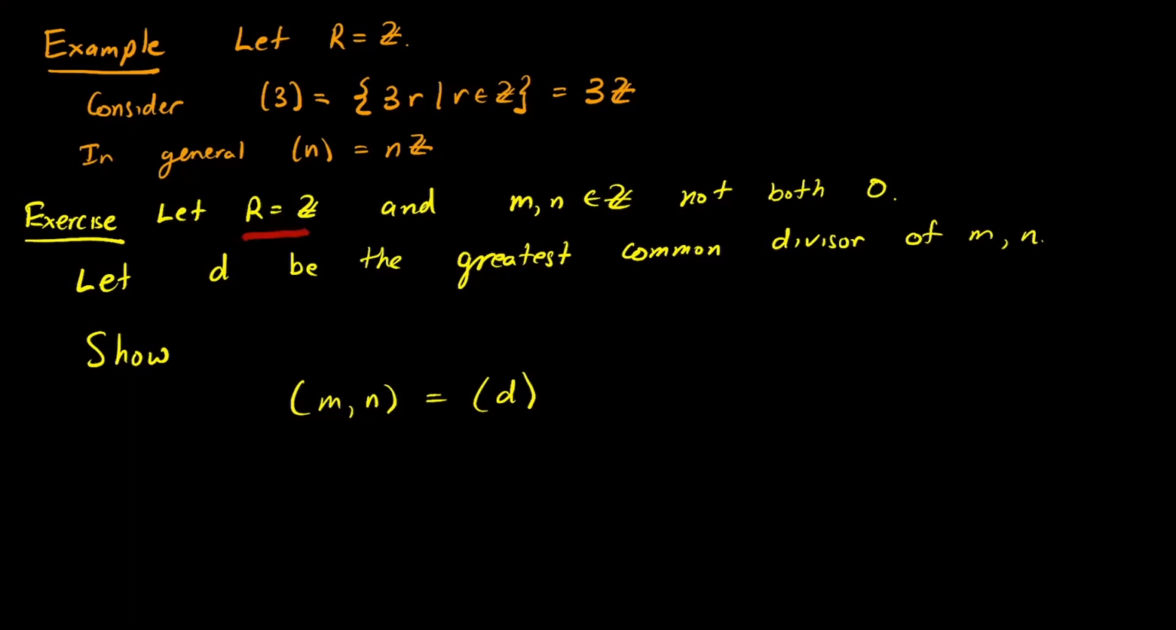I'll let R be Z, the ring of integers, and I'll take M and N to be any two integers that are not both 0. I'll also let D be the greatest common divisor of M and N. What I claim is that the ideal generated by M and N is the same as the ideal generated by D. So this is a fun exercise worth trying. If you want to try it yourself, follow along with the proof that we just did that showed that the ideal generated by 4 and 6 is the same as the ideal generated by 2.